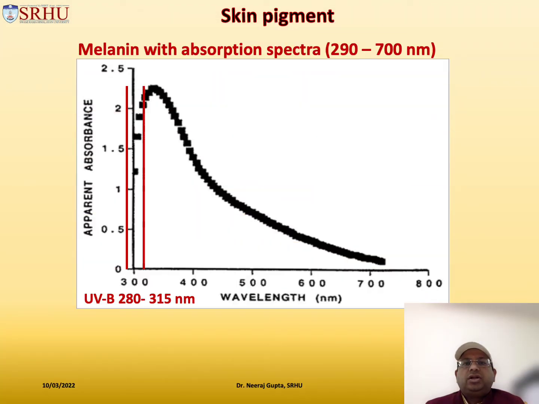Now, yet another important factor is skin pigmentation by melanin. Now, human beings have evolved near the equator and developed a natural pigment, that is melanin, which has an absorption spectra of 290 to 700 nanometers. Now, this effectively absorbs UVB radiation, as you can see from this slide.